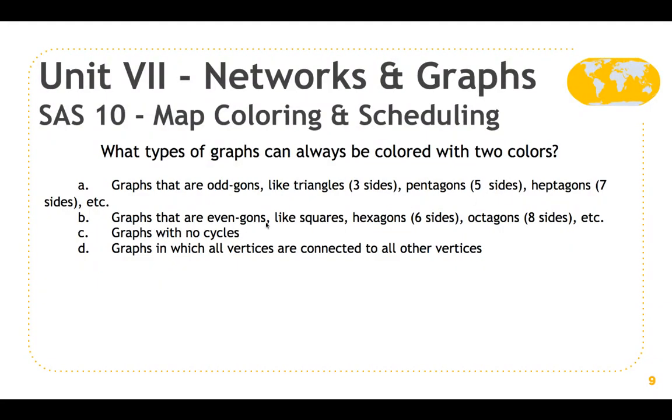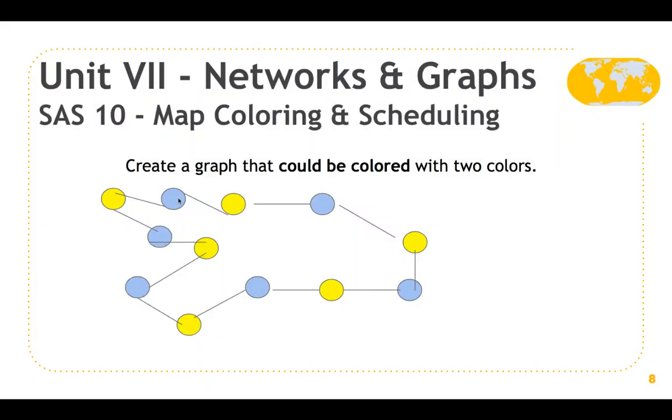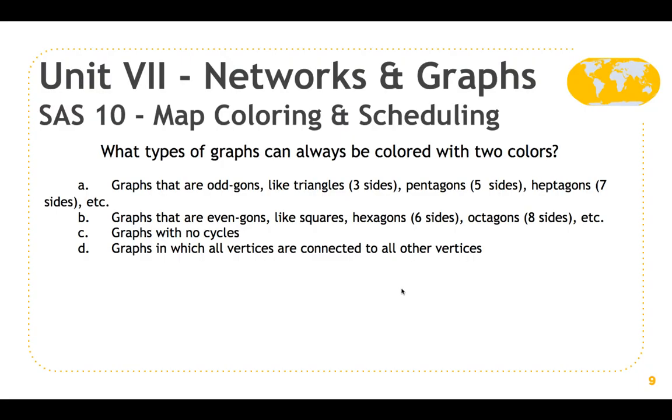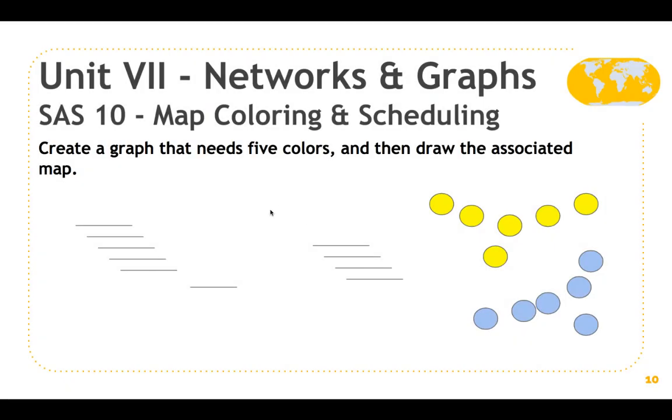All right. How about even-gons like squares, hexagons, octagons? Now remember, how many different vertices do we have? 1, 2, 3, 4, 5, 6, 7, 8, 9, 10, 11, 12. That's not by chance. That's actually true. The answer is if you have an even-gon, like a square or hexagon, that is exactly how you can do a graph that can always be colored with 2 colors. All right? So, well, I'm not going to do this one. That's a little more difficult. We'll work on that together in class if we need to. I think you can figure it out.